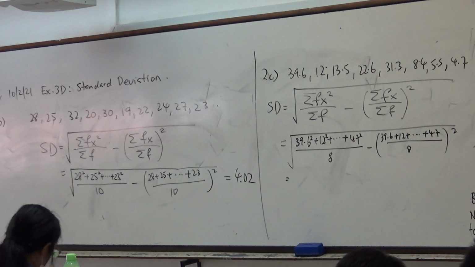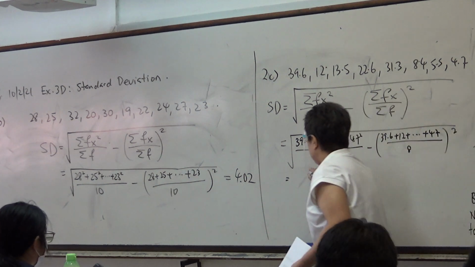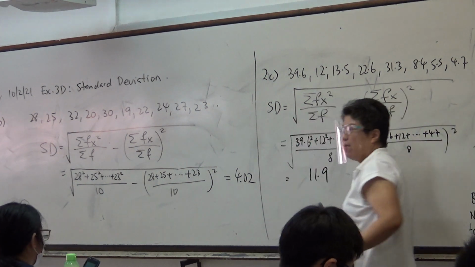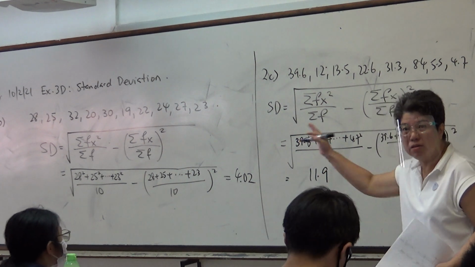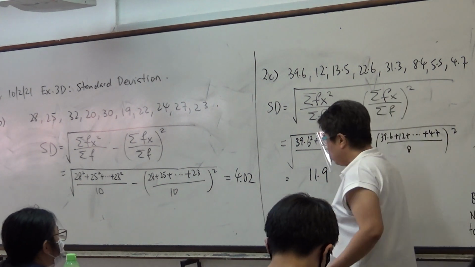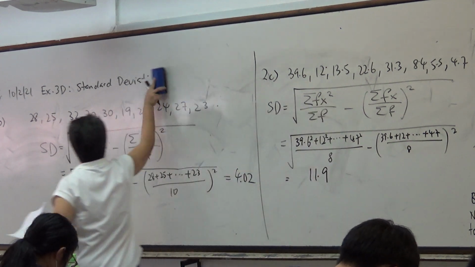Answer? 11.9, right? I want to distribute. Everybody clearer now? How to present the single data one? Okay. Now I'm going on to the group data one.